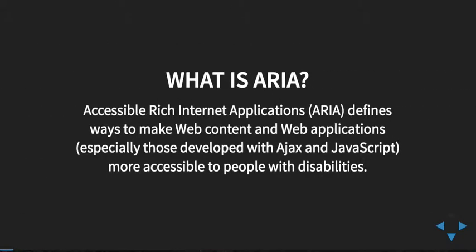So first of all, what is ARIA? I always get really excited when I don't have to look at my computer screen and I can say accessible rich internet applications, which defines ways to make your web content and your web applications more accessible to people with disabilities. There's a lot of accessibility basics out there, but this is particularly helpful for things that are really heavy in Ajax and in JavaScript. So that's the textbook definition.